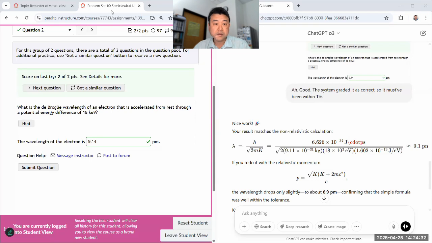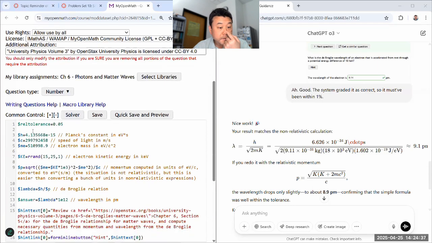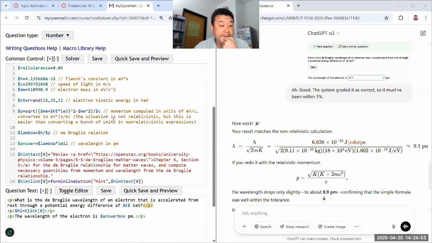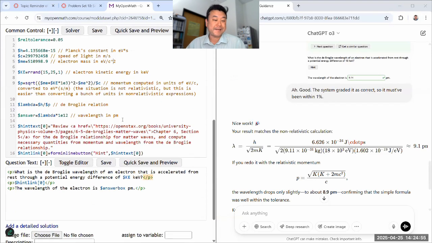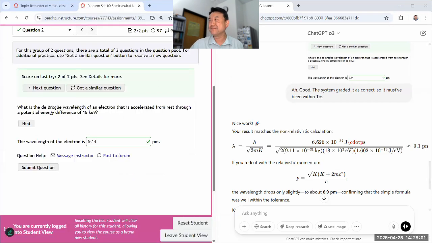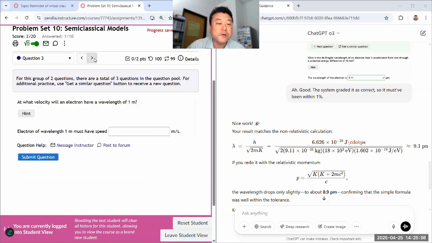Right, so this is the question programming. That's the chapter and the reference, and yes, I did do a relativistically correct expression. So it must be within 1%, because otherwise the system wouldn't have graded it as correct. All right, this wasn't all that substantial of a question, but let me look for ones that are.